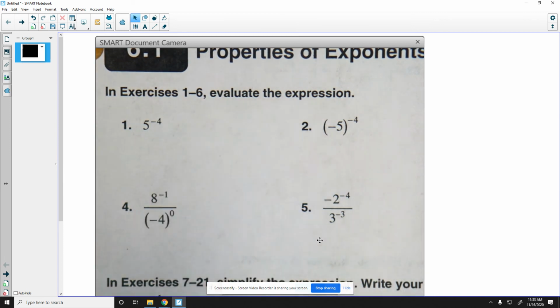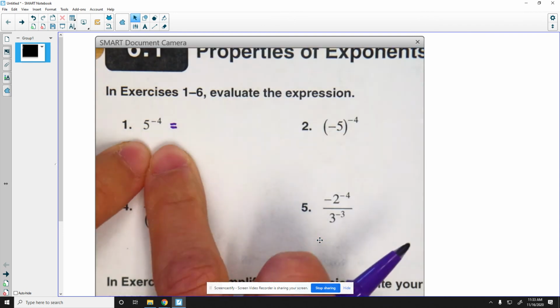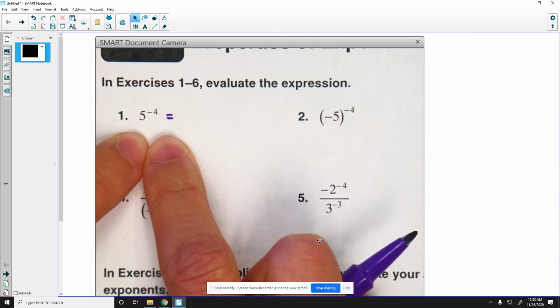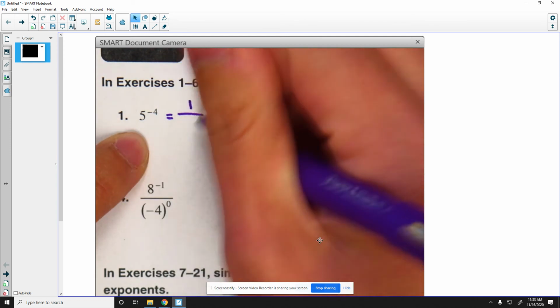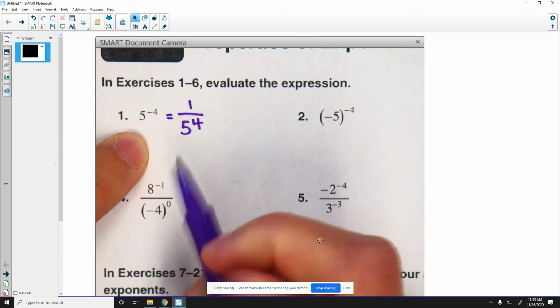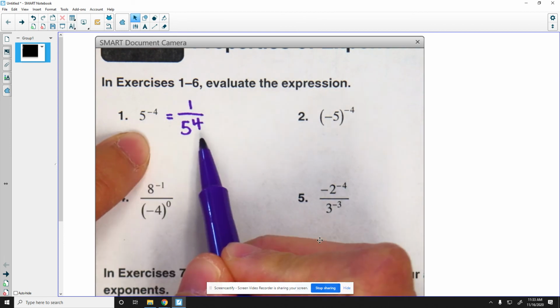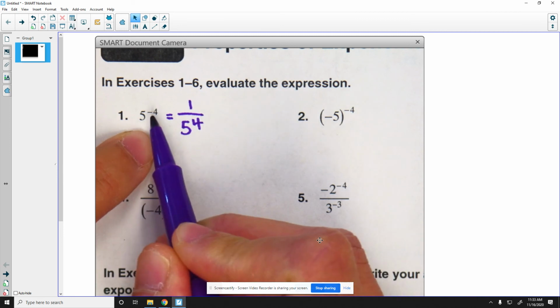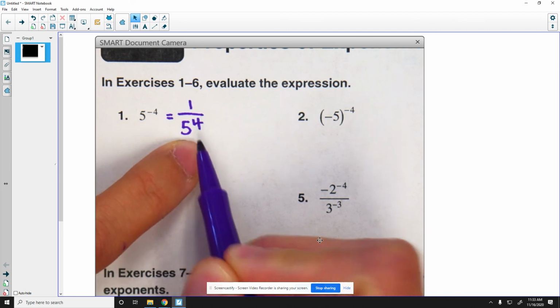Number one, online kids, somebody online, will you shout out? What's the first thing I need to do for this problem? Make it into a fraction. Okay, so I see that I have a negative exponent. So remember the rule for negative exponents: you flip it. Since this was on the top, now it goes to the bottom. When you flip it, remember the process of flipping it means that your negative symbol disappears. So now you have 5 to the positive fourth on the bottom.